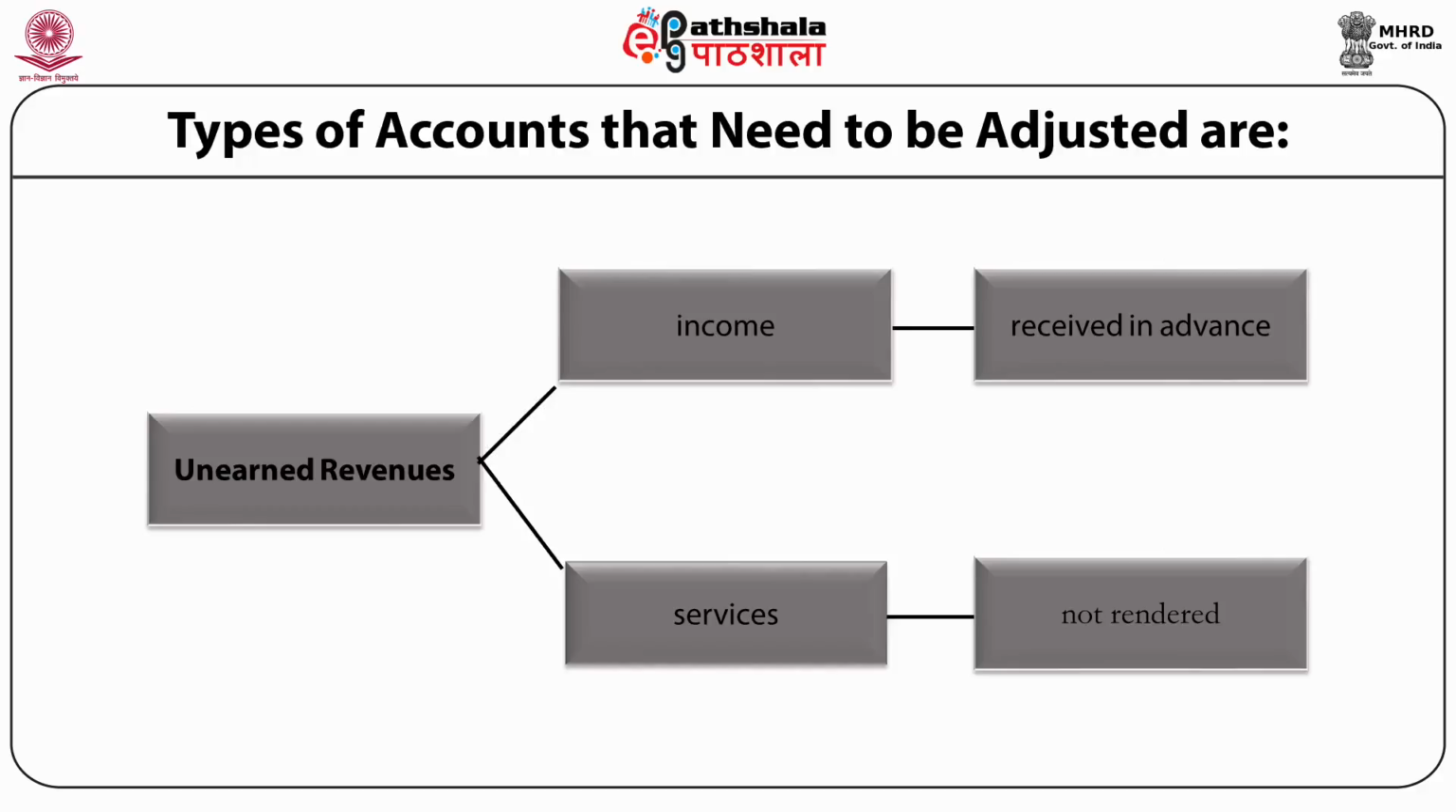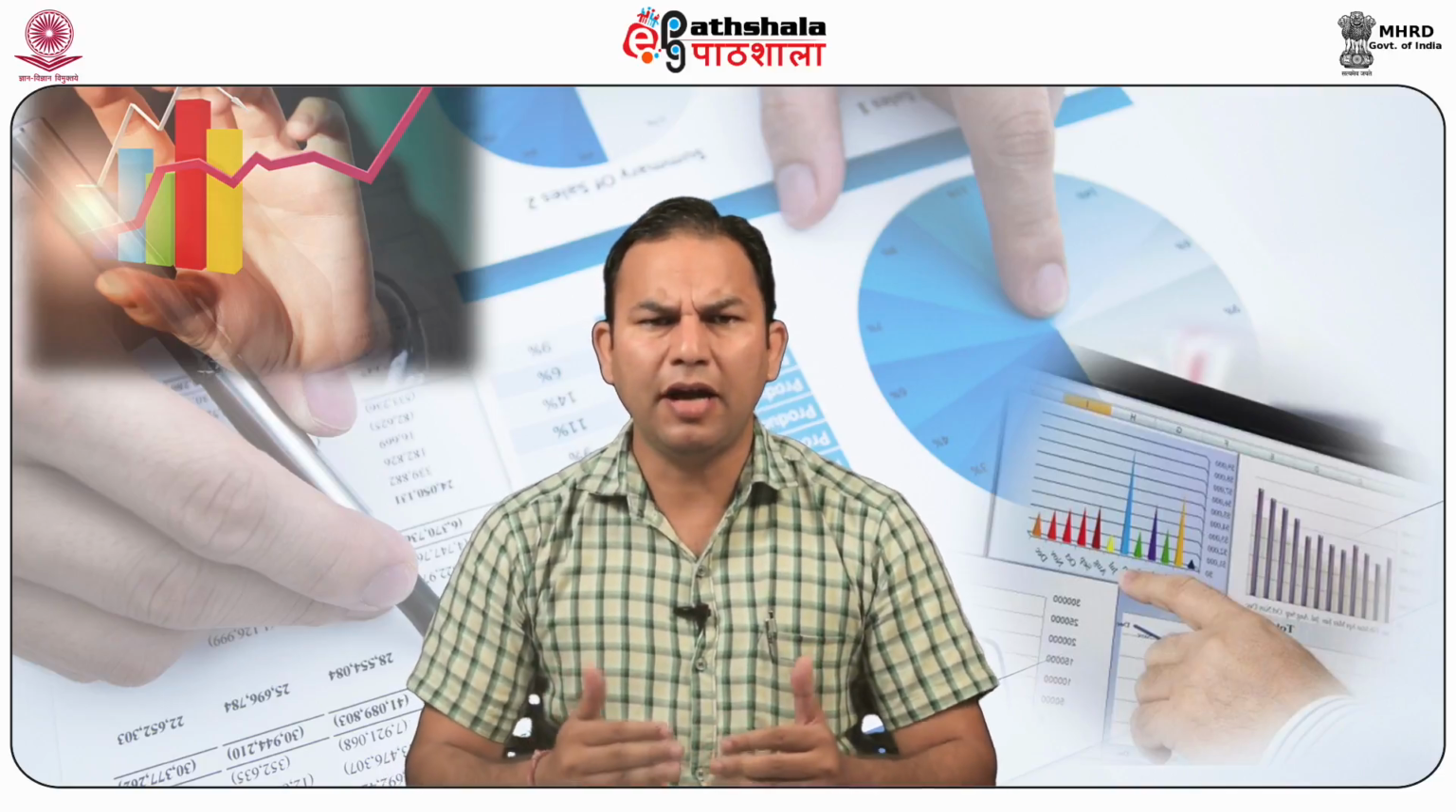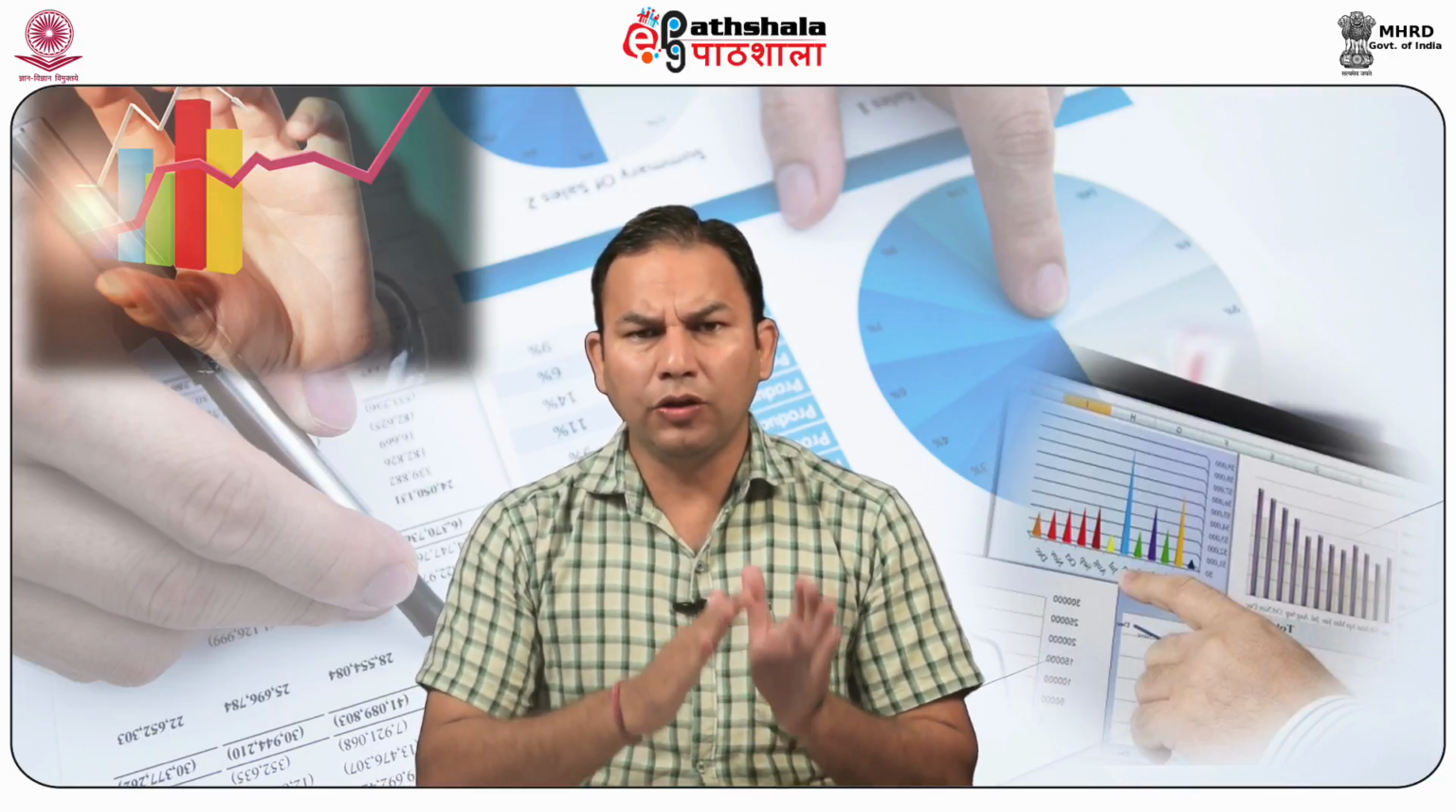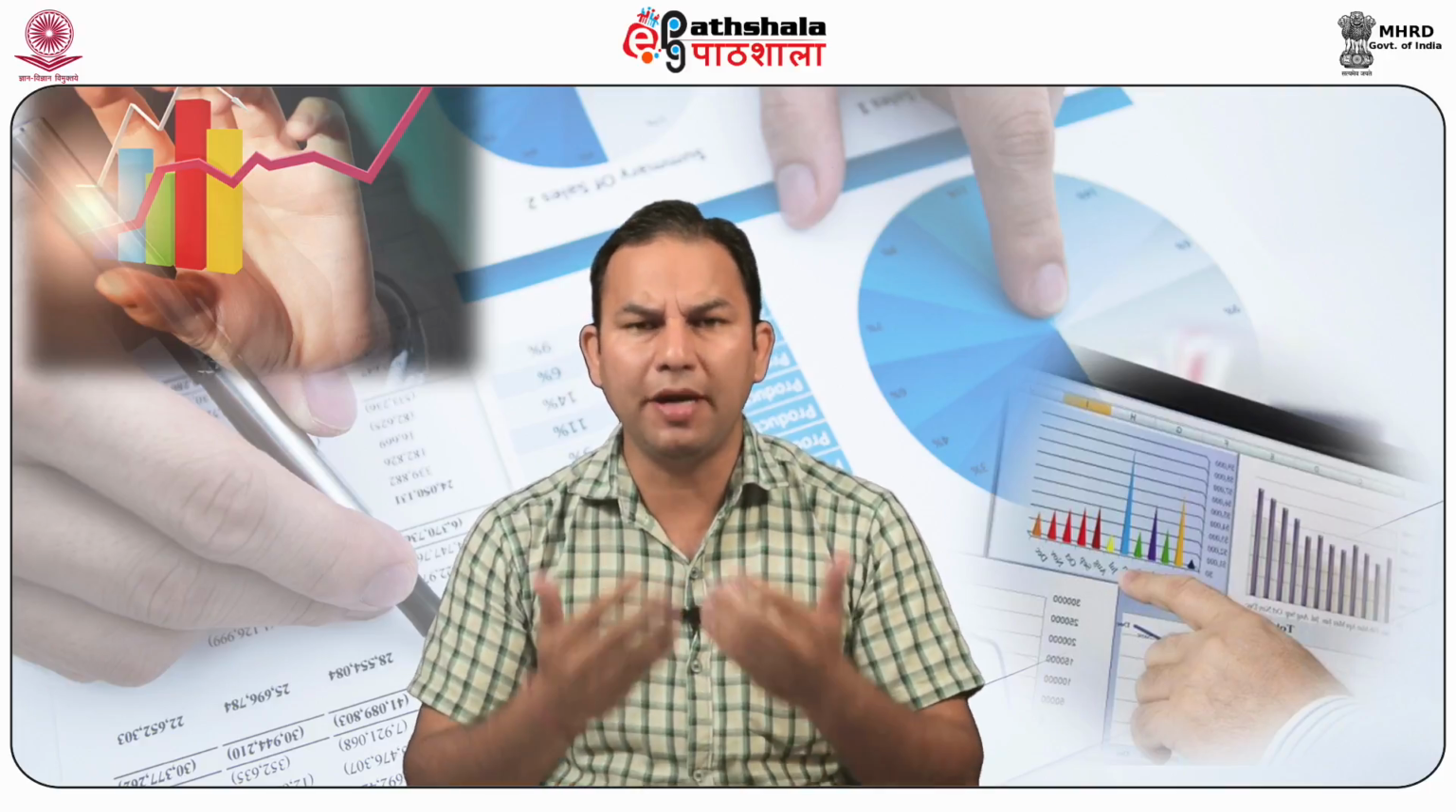For example, commission received in advance will be deducted from the commission income on the credit side of the profit and loss account. Accrued or outstanding expenses. These are the expenses that have not yet been paid by the company. These are due to be paid but not yet paid.